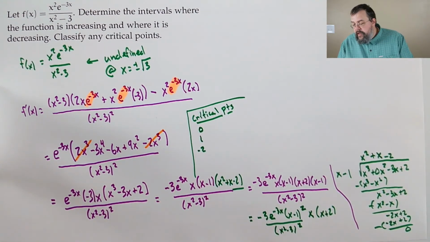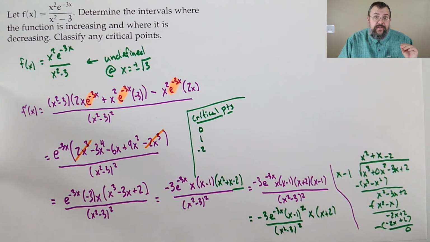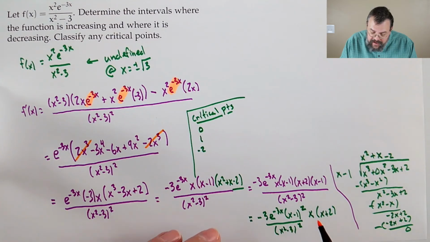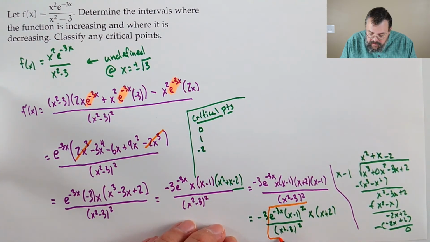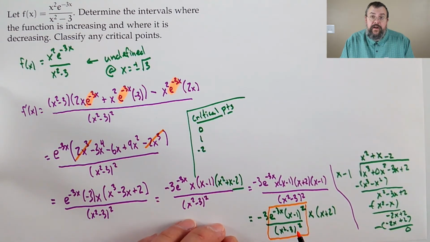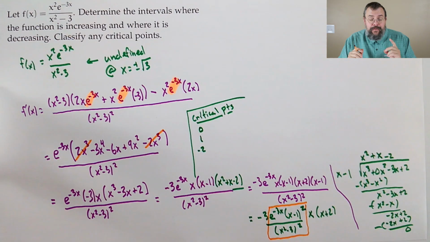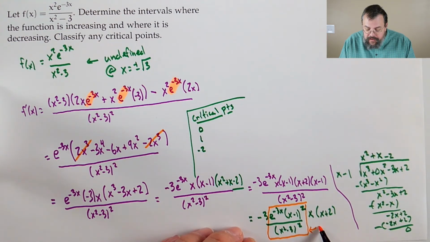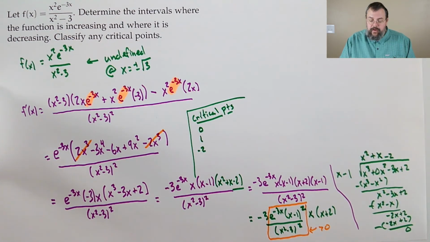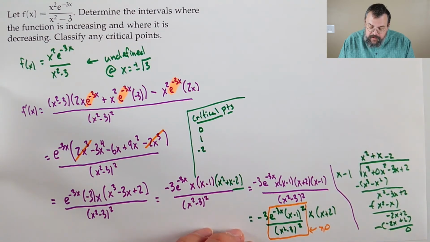Now, I want to draw your attention because our next step here is to figure out positive or negative. Look at all of this: e to the minus 3x, the (x minus 1) quantity squared, the (x squared minus 3) quantity squared. What can we say about just that part? Can it ever be negative? No, it can't. This part is always going to be positive because you either square things or it's the exponential function. All these things are going to be greater than or equal to 0.